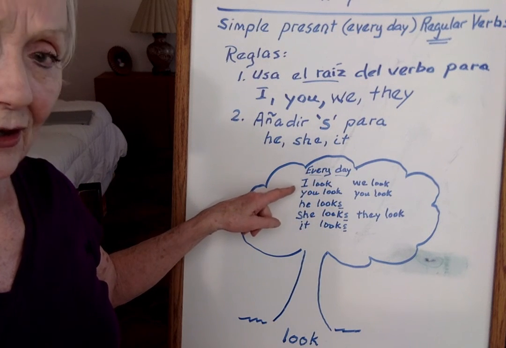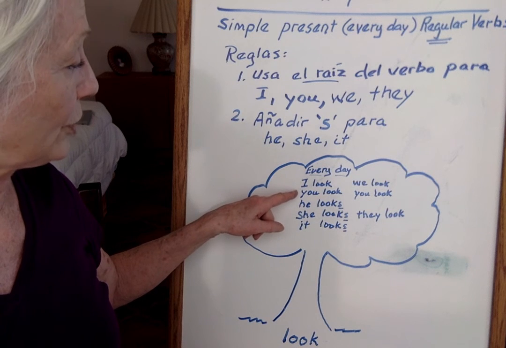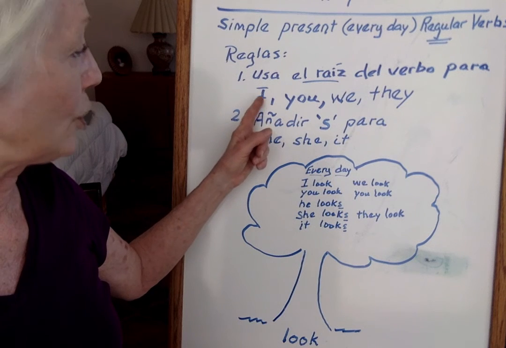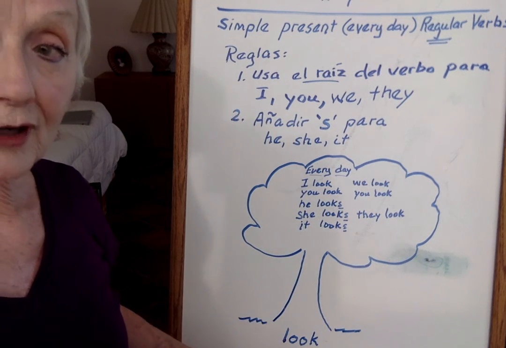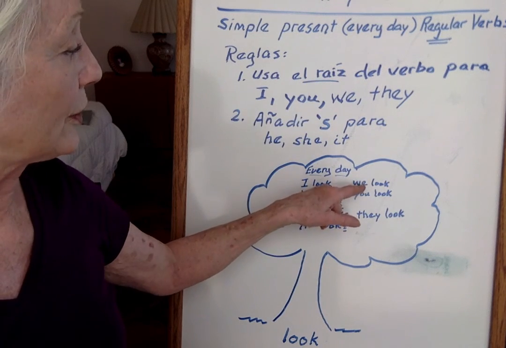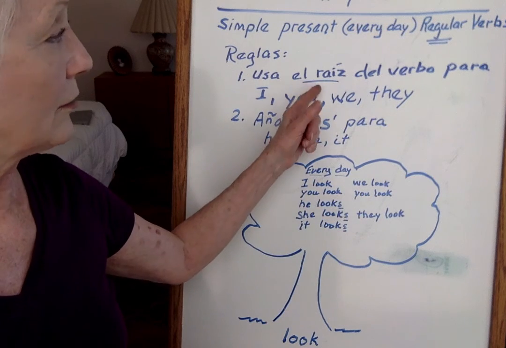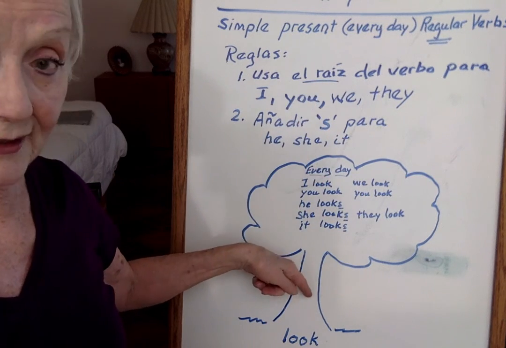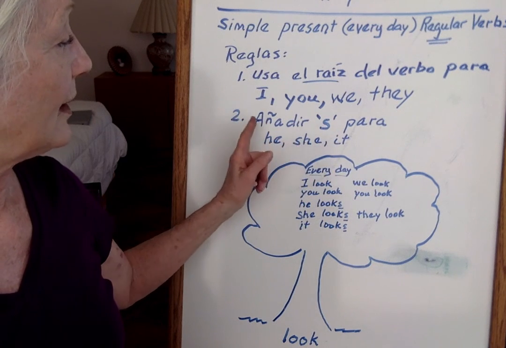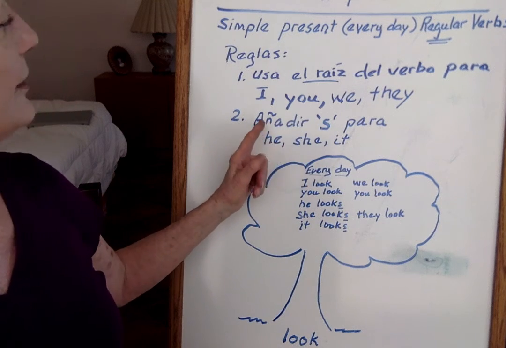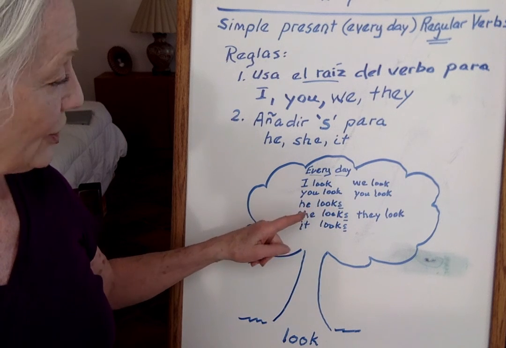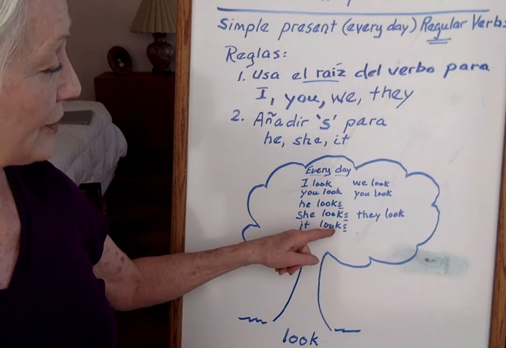Okay, now notice here, I look, you look, we look, you look, they look. So there's your I look, uso look, el raíz. You look, raíz, look. We look, you look, and they look, raíz. No cambio el raíz. Okay. But with he, she, it, añadimos es. So aquí, he looks, she looks, it looks.